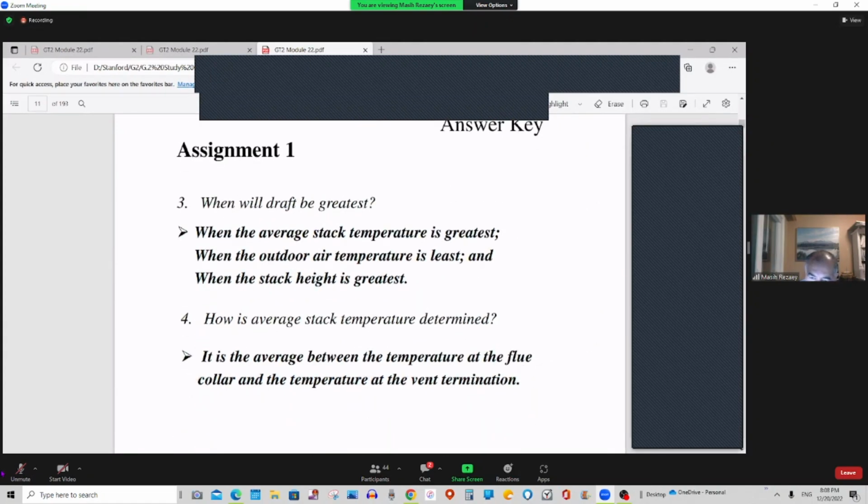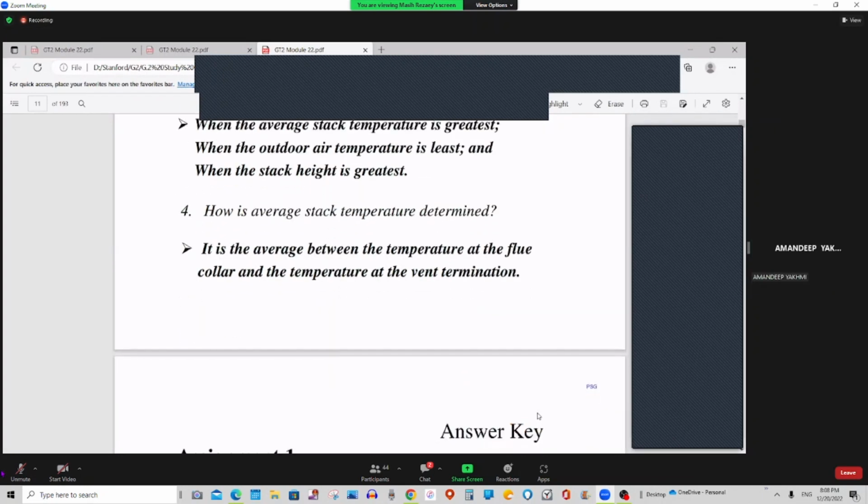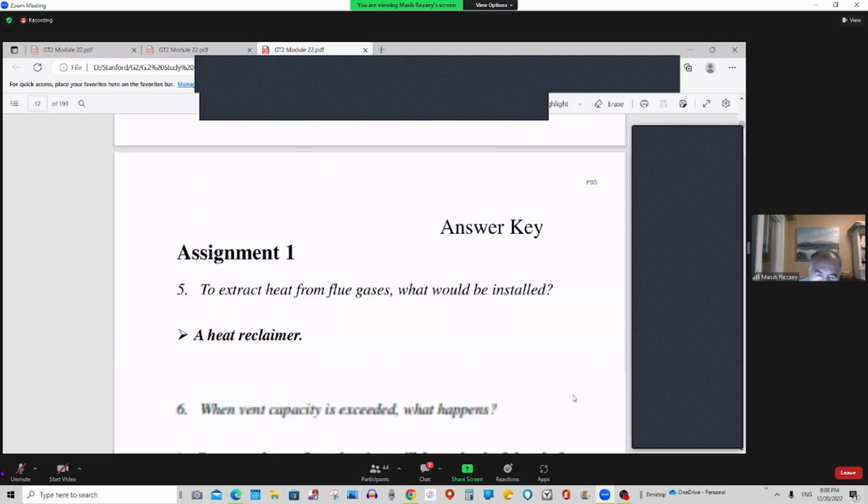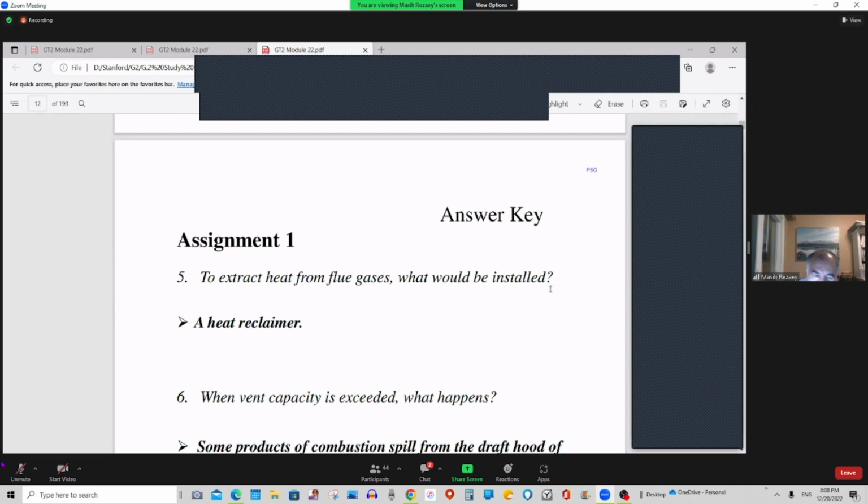Mr. Amandip, number 4, please. How is average stack temperature determined? It is the average between the temperature at the flue collar and the temperature at the vent termination. The average temperature between those two gives you the stack temperature.